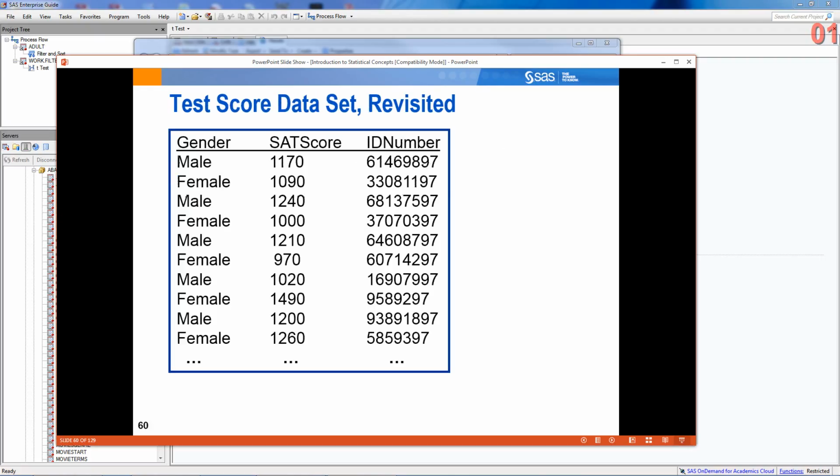For example, if we have data on test scores of male and female subjects, and we want to see if there is any difference between test scores based on gender, males versus females. Now to do that we'll use the t-test.